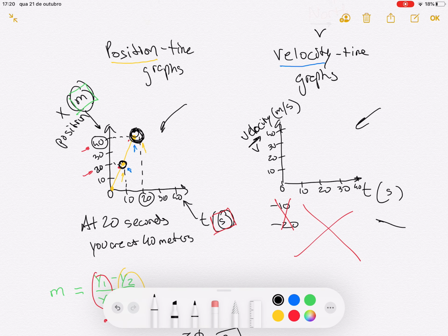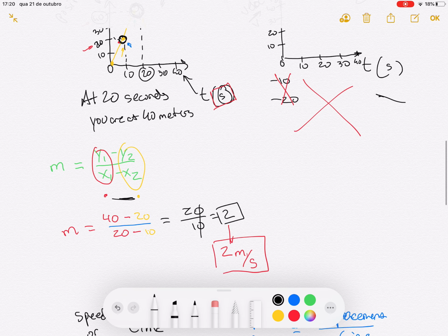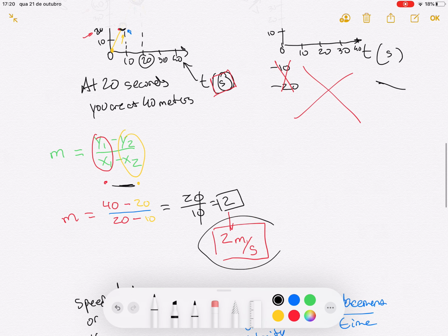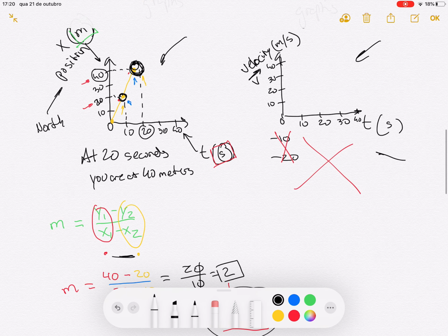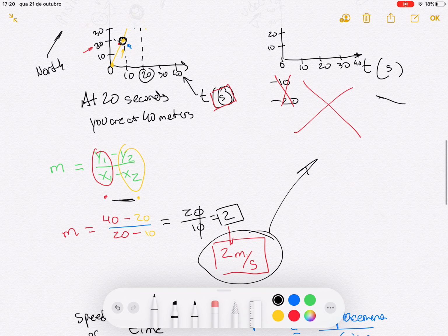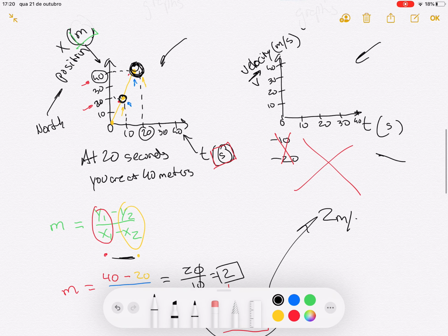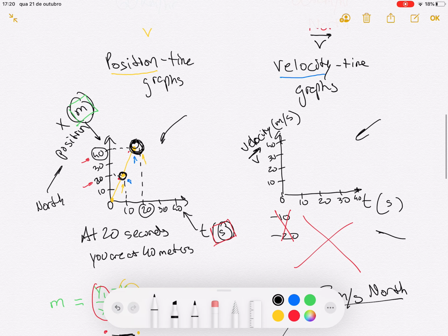So, we figured out before that 2 meters per second, over here, is the speed. So, we know that now the velocity has to be that, but with direction. So let's imagine that this is position and it's north, for example. So you're moving 40 meters north. And so our velocity would be 2 meters per second north. So how do we graph that?